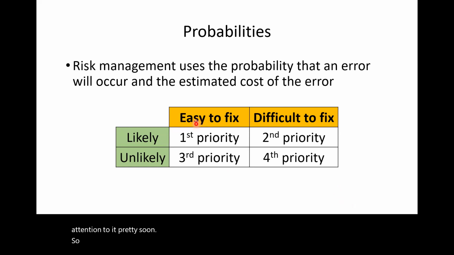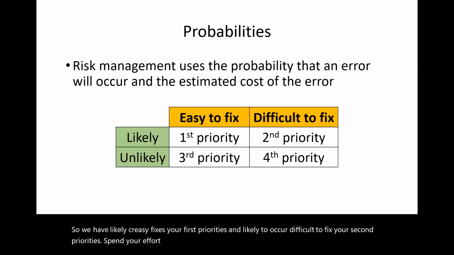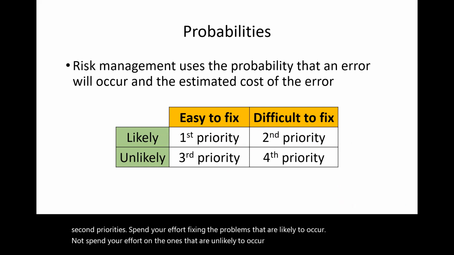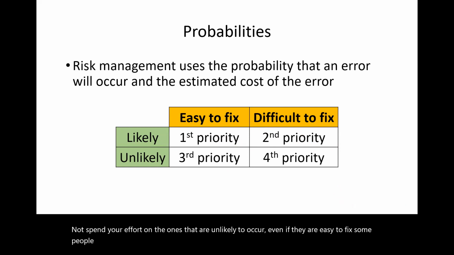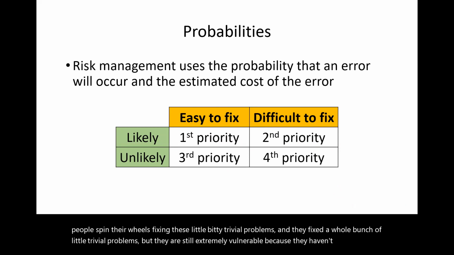So we have likely to occur, easy to fix as your first priorities, and likely to occur, difficult to fix as your second priorities. Spend your effort fixing the problems that are likely to occur, and not on the ones that are unlikely to occur, even if they are easy to fix. Some people spin their wheels fixing little trivial problems, and they fix a whole bunch of them, but they're still extremely vulnerable because they haven't fixed the big ones.